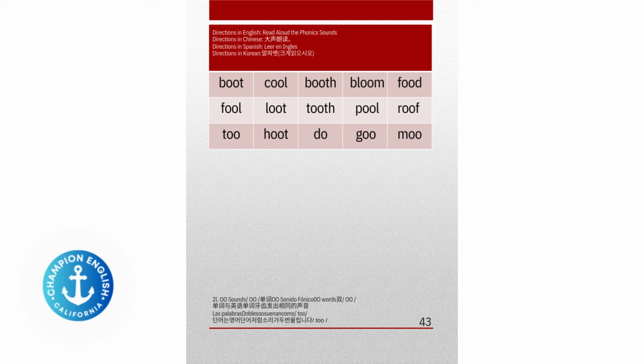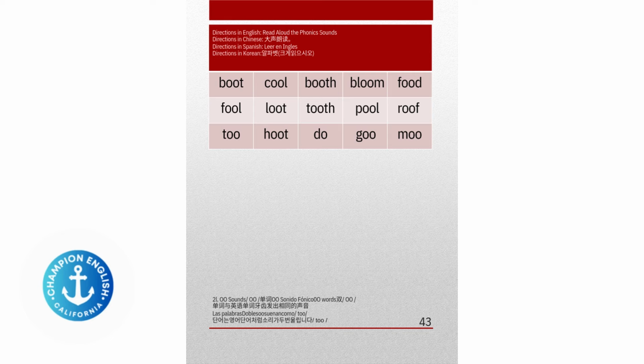F and ool, fool. L and oot, loot. T and ooth, tooth. P and ool, pool. R and oof, roof. T and oo, two. H and oot, hoot. D and oo, do. G and oo, goo. M and oo, moo.